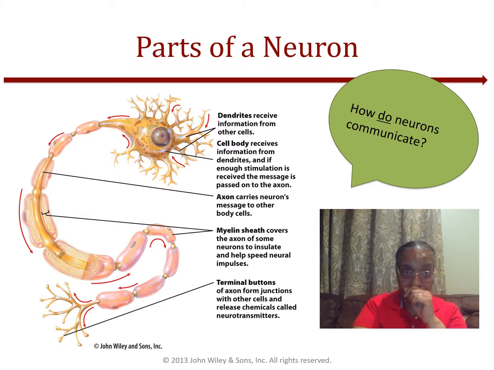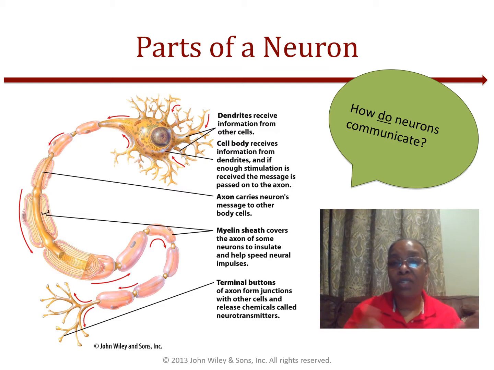Now, nerve impulses move much slower than electricity would through a wire. A neural impulse travels along a bare axon at only about 10 meters per second, whereas electricity moves about 36 million meters per second.